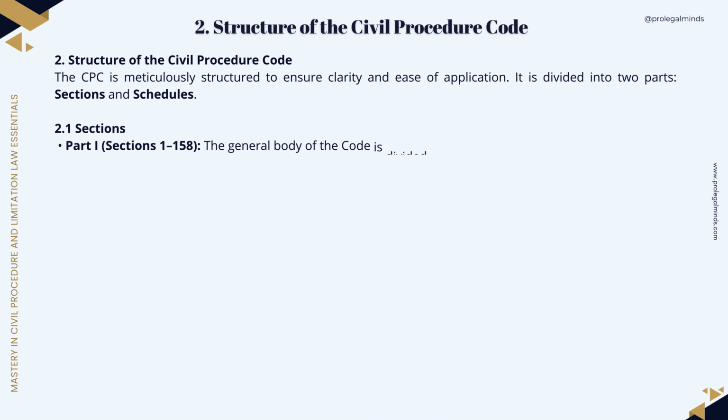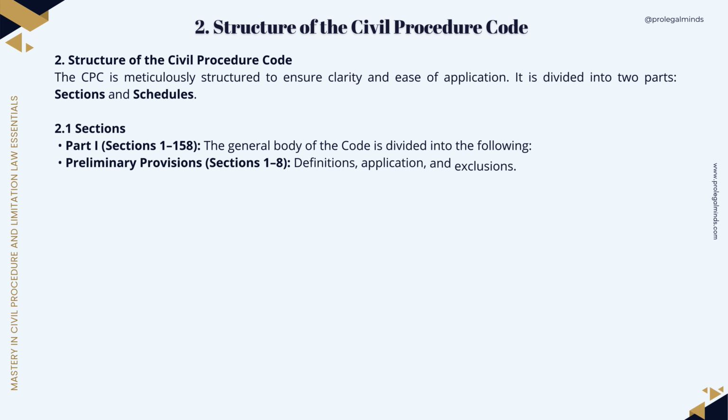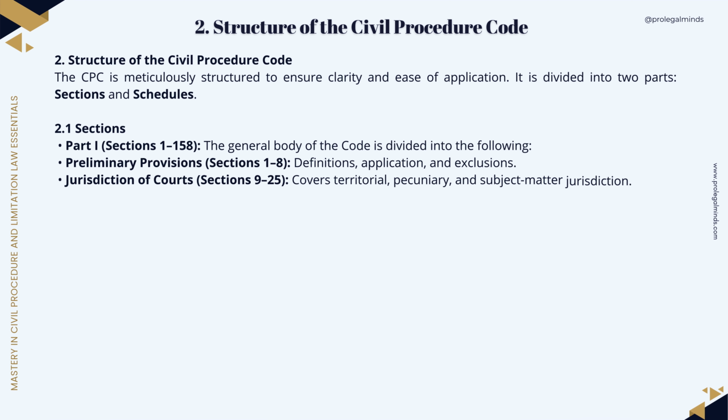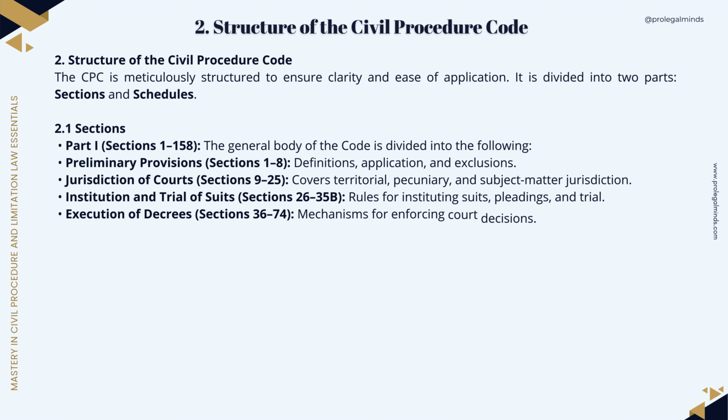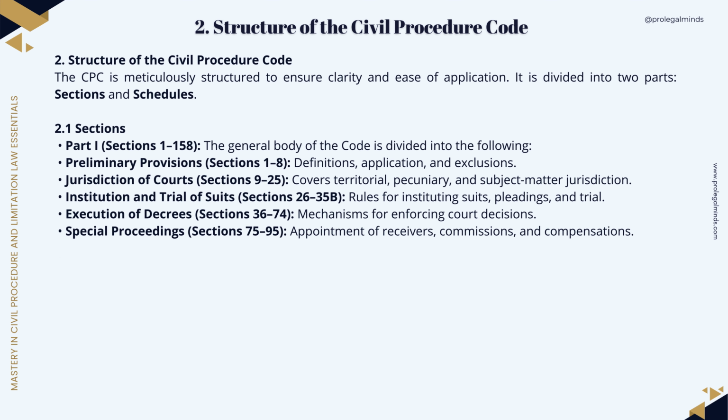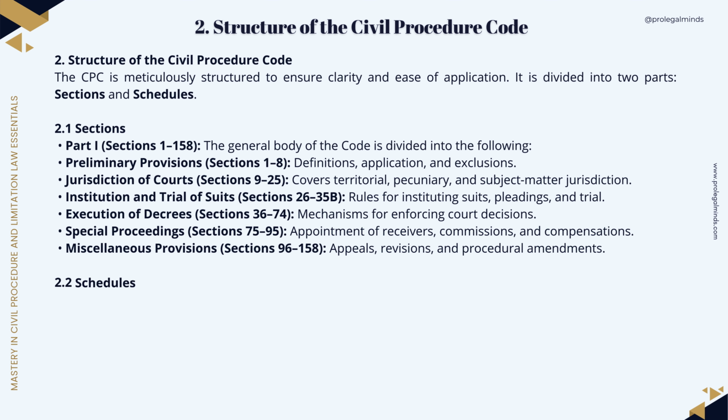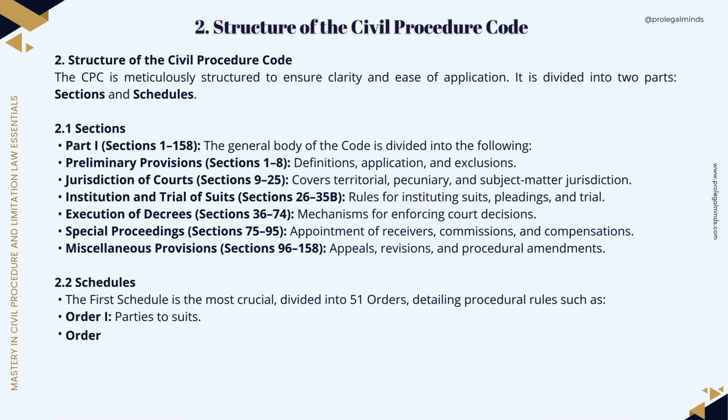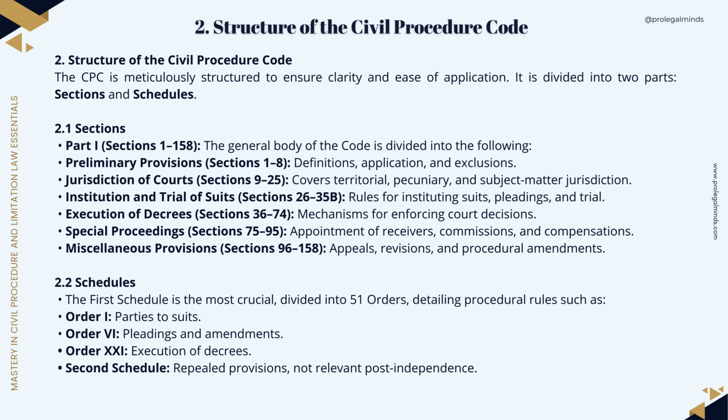It is divided into two parts: sections and schedules. Sections. Part 1, Sections 1 to 158. The general body of the Code is divided into the following: preliminary provisions, Sections 1 to 8. Definitions, application, and exclusions. Jurisdiction of courts, Sections 9 to 25. Covers territorial, pecuniary, and subject matter jurisdiction.